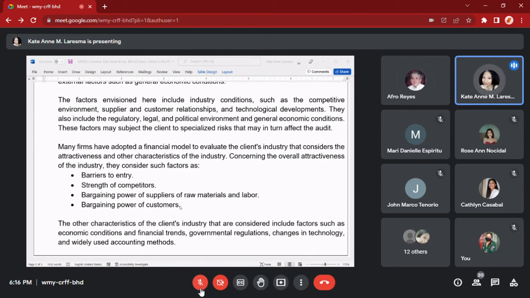Then last, bargaining powers of customers. Anong level naman ang maaaring ilagay ng mga consumer kay entity para magbigay ng mas mataas na kalidad ng mga produkto, mas mahusay na serbisyo at mas mababang presyo.